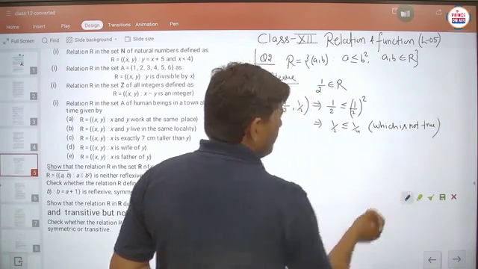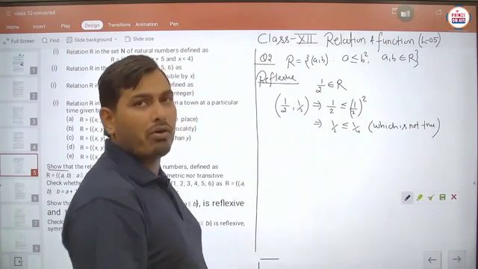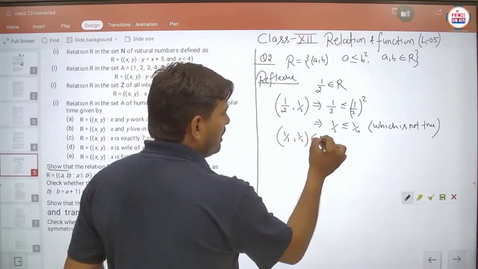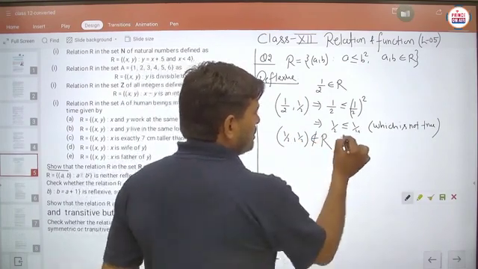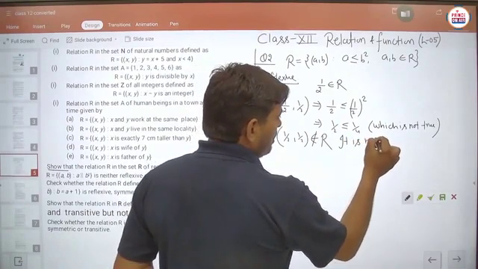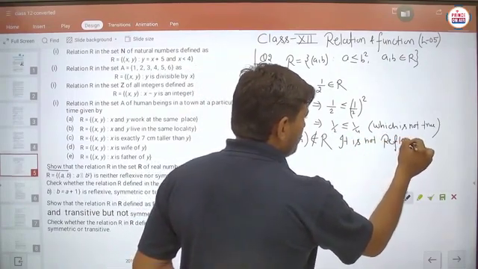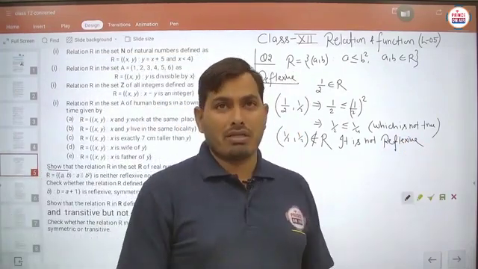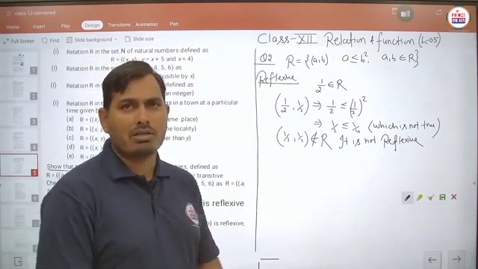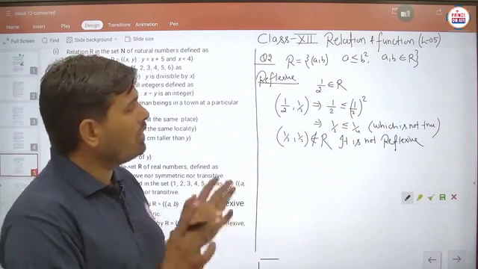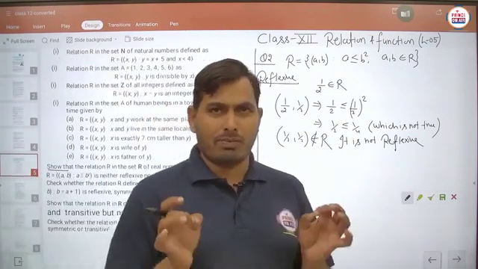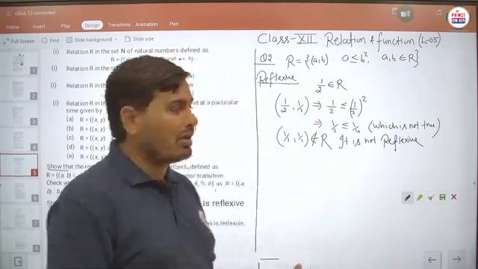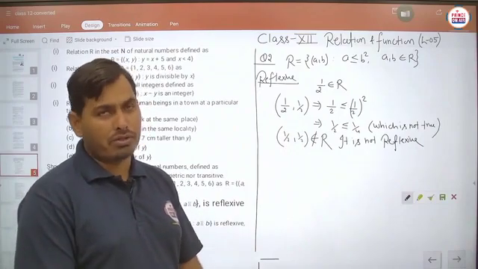Why? Because 1/4 is always less than 1/2. That's why (1/2, 1/2) does not belong to R, and this means it is not reflexive. Why are we taking a fractional number here? It is a very important part, because if you take integer numbers, then this relation will be satisfied. We have to keep an eye on this factor in the examples we take.